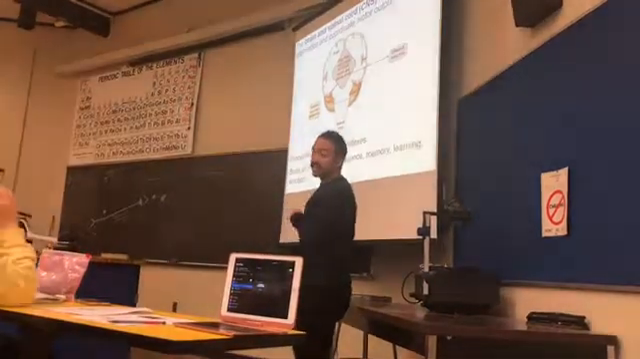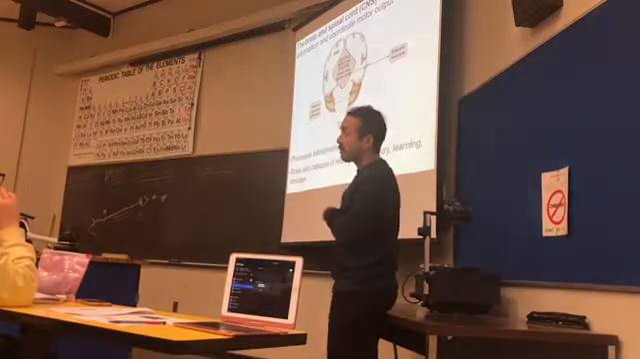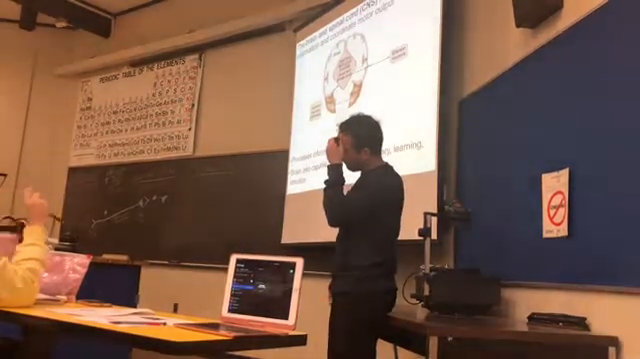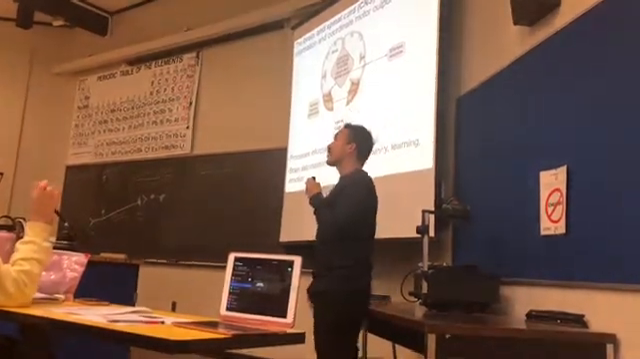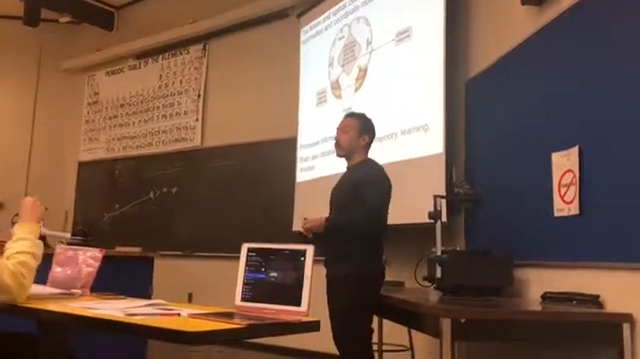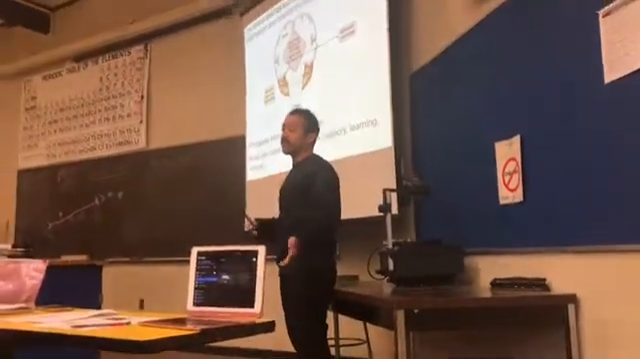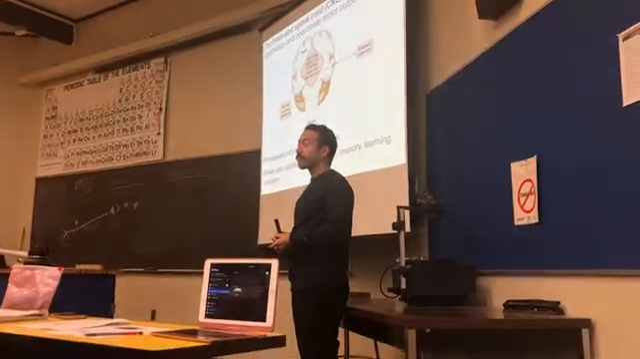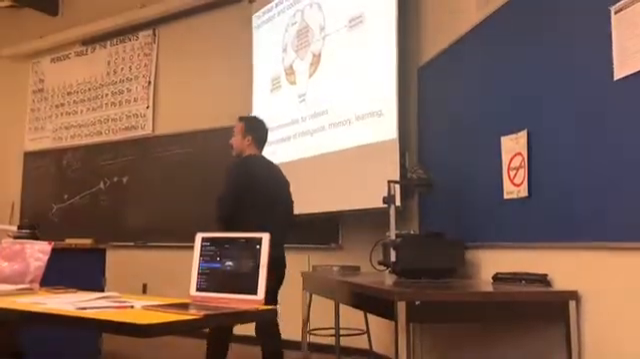Yes? Are neurons all the same length, or are they different lengths? They vary greatly. Some are really, really short. Some can be as long as a meter. They vary greatly in length.